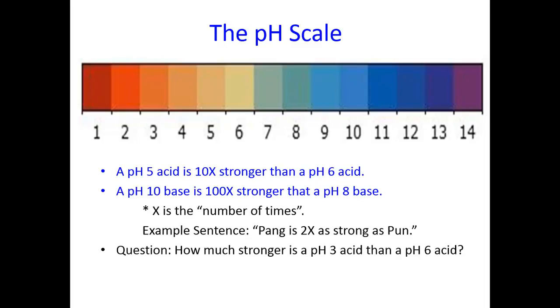So here's a question for you. How much stronger is a pH 3 acid than a pH 6 acid? Take a look at the pH scale and work this out. Okay, the answer, 1,000 times stronger. You have to move 3 places, so 3 zeros, 1,000 times stronger.